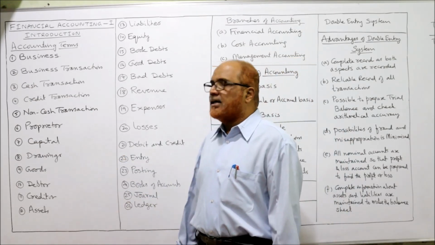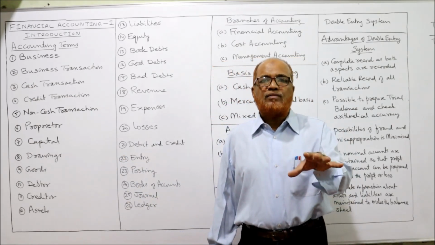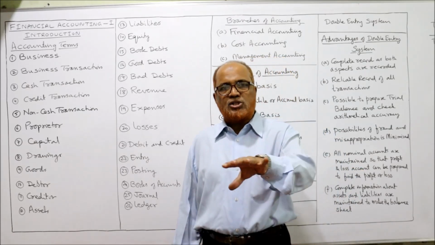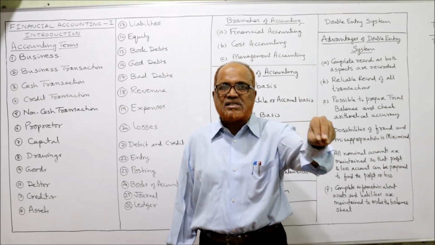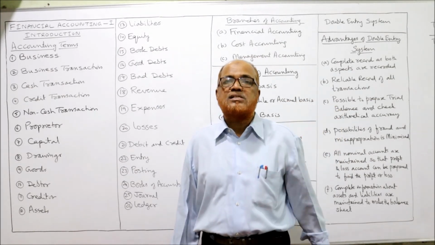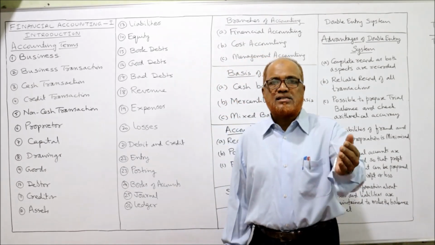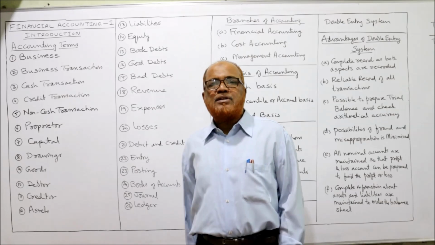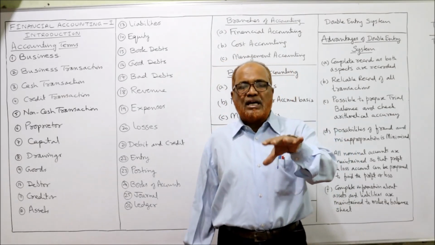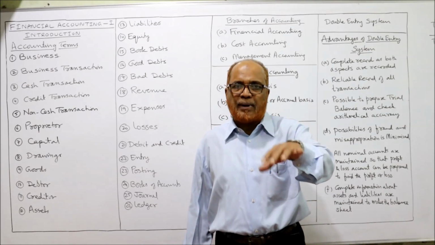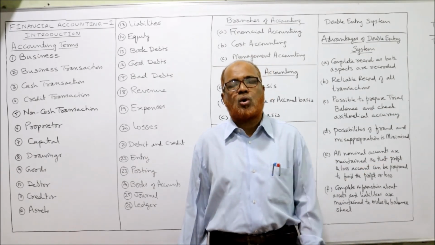Next comes proprietor. The owner of the business is called proprietor. He invests money in the business to get a return on his investment, to get some profit on his investment. He is called proprietor. Capital: the amount which is invested by the owner in the business is called capital.